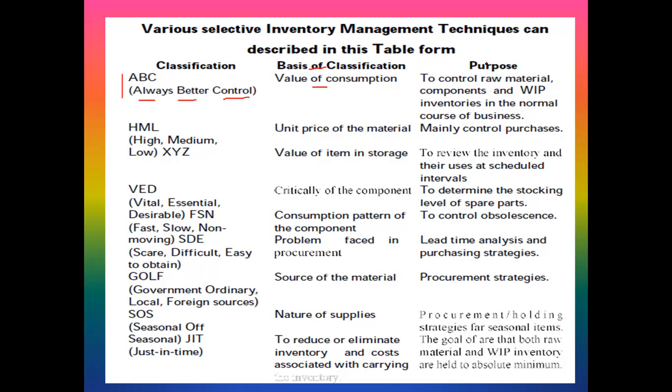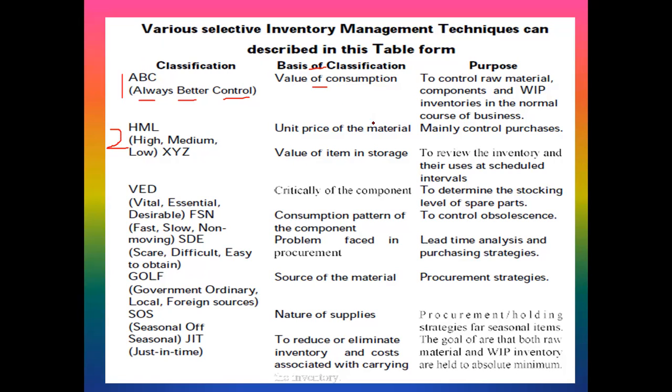Then what is the purpose of this ABC? To control the raw material components and work in process inventories in the normal course of business. So in the normal way of doing business flow, how to control the raw material, how to control the work in process material, it will go for this purpose. Then what is the second one? HML process. HML means high, medium and low.